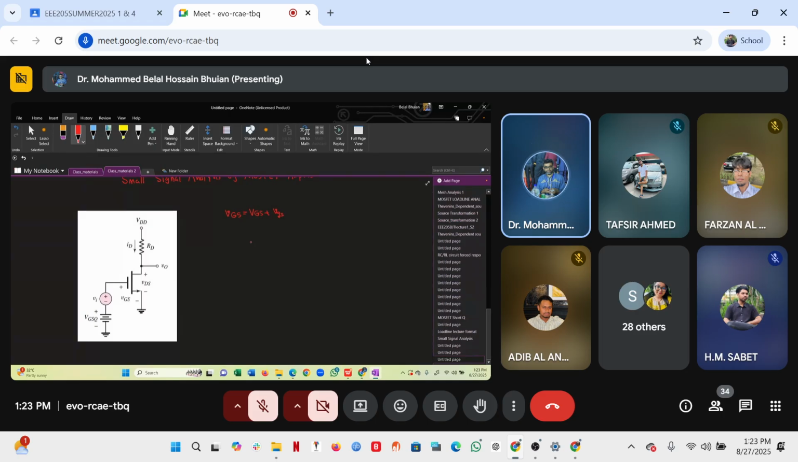Now, if you want to analyze the amplifier only for large signals, what should we do first? We have to get rid of the AC signal source. Then we only have the drain current ID. Of course, we are considering the MOSFET is operating in the saturation region because we are considering amplification action. So ID is equal to Kn (VGS minus VTN) whole square.